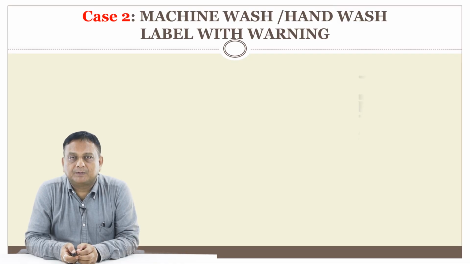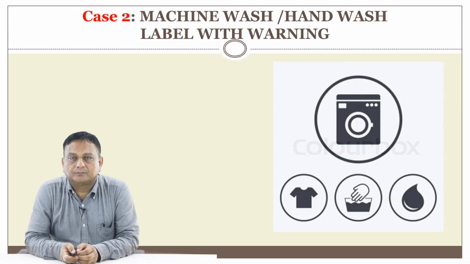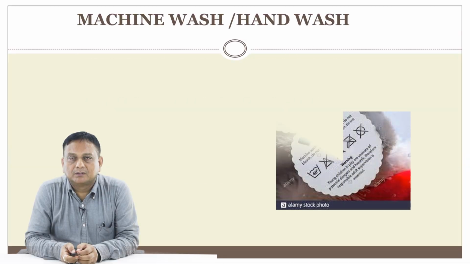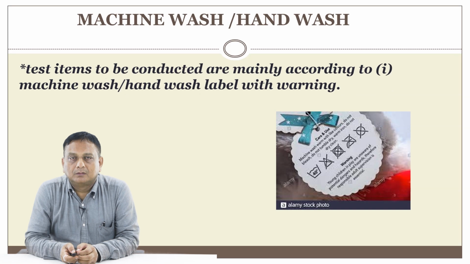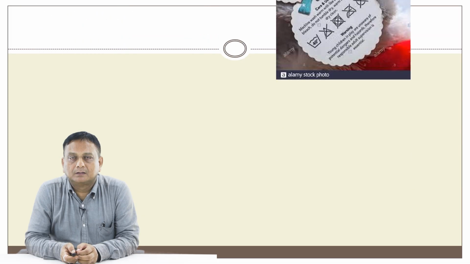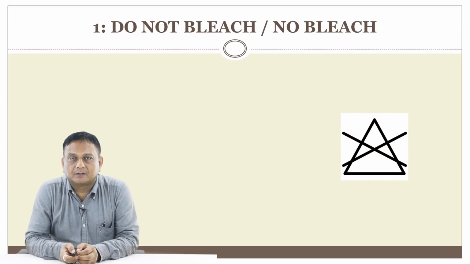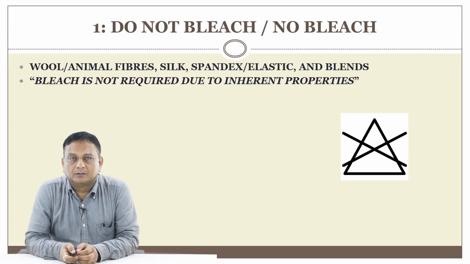Similarly, for machine wash and hand wash with warning, different steps are involved here, as we have seen in earlier cases, and again the machine wash and hand wash symbols are very important to follow. It is to be conducted mainly according to machine wash, hand wash level with warning. Do not bleach, or no bleach. This is also one of the important parts, whether we will bleach the samples or bleaching will be avoided. For wool, animal fiber, silk, spandex and their blends, bleach is not required because of the inherent properties of those fibers.